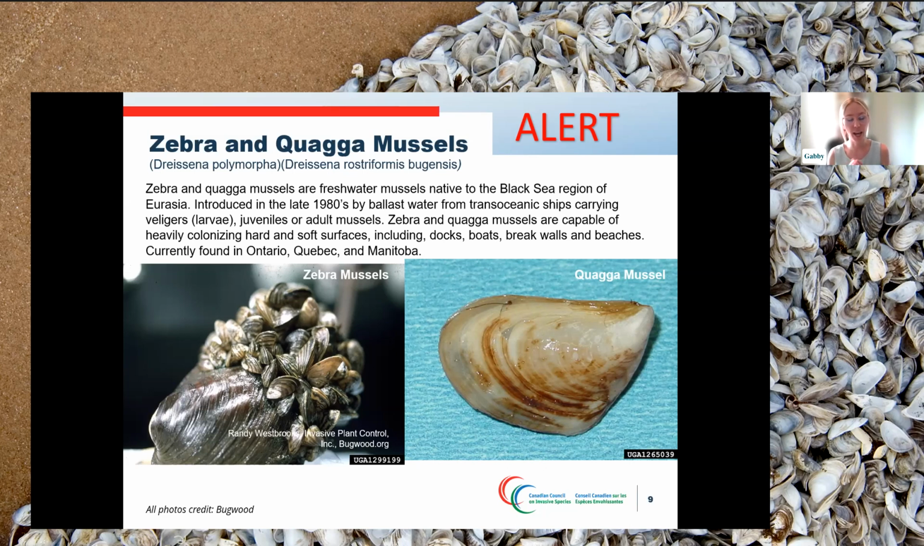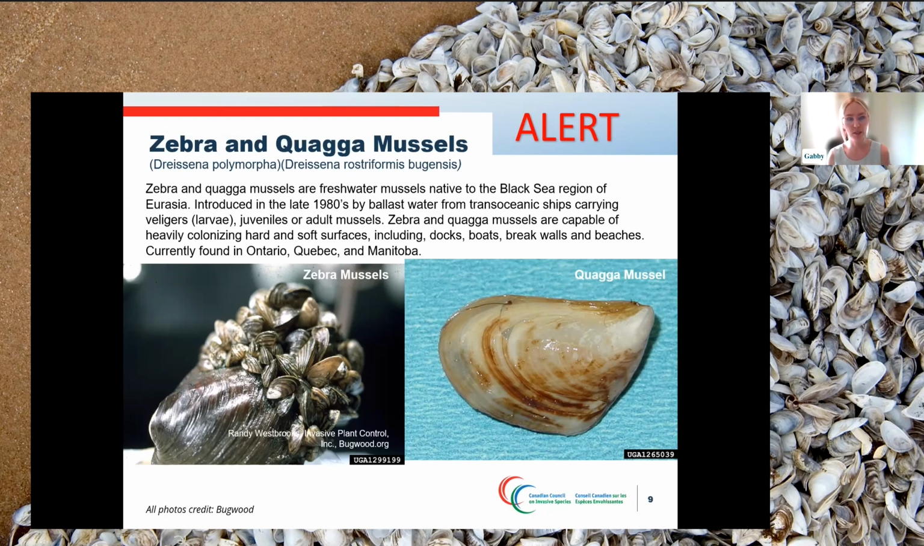So as you can imagine, anything that's been in the water for a while is going to be attached with a zebra mussel or a quagga mussel if those are present. So thinking about boats, docks, break walls, intake water pipes, hydro infrastructure, essentially anything that's a hard enough surface for them to grab onto, they will.